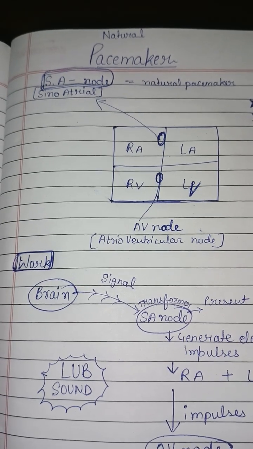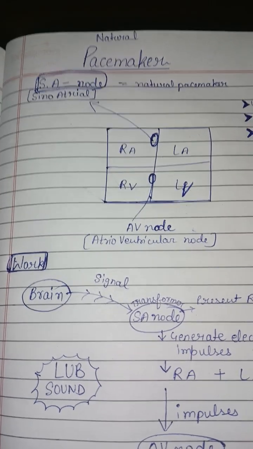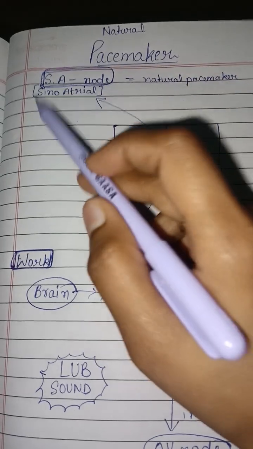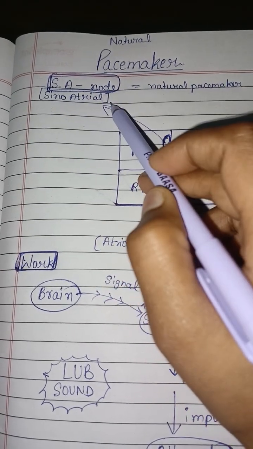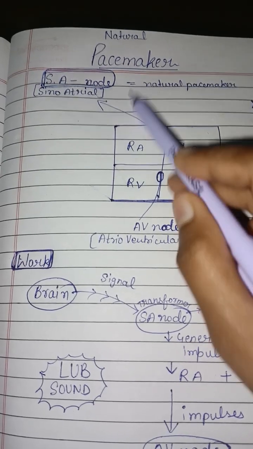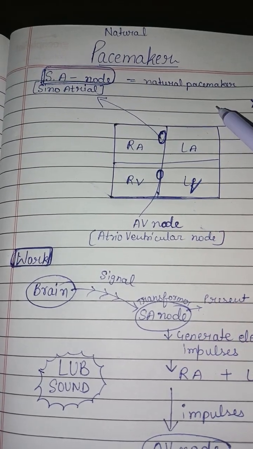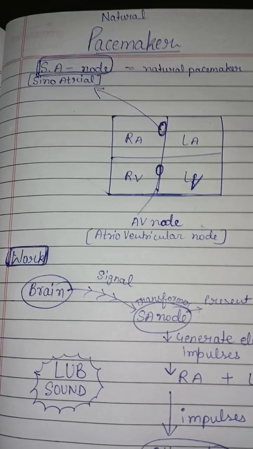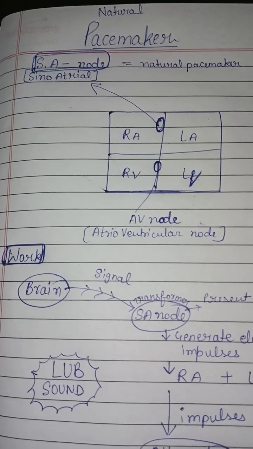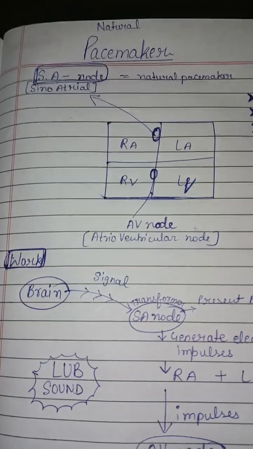Okay, so in this video we will talk about the SA node, which is also known as the sinoatrial node. It is known as the natural pacemaker. Why is it also known as the natural pacemaker? So let's talk about where it is present and what it is.